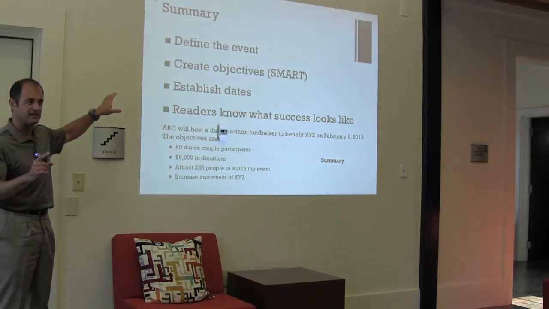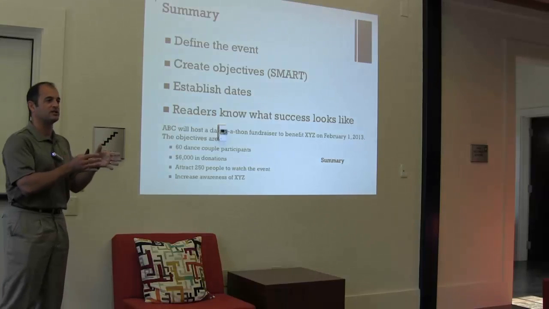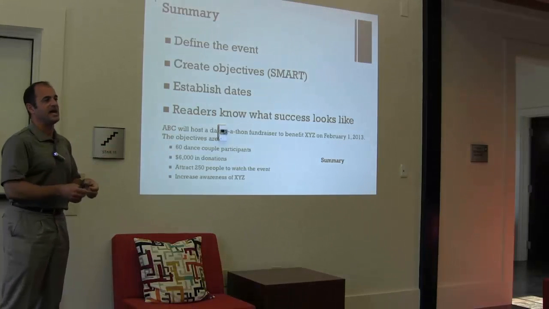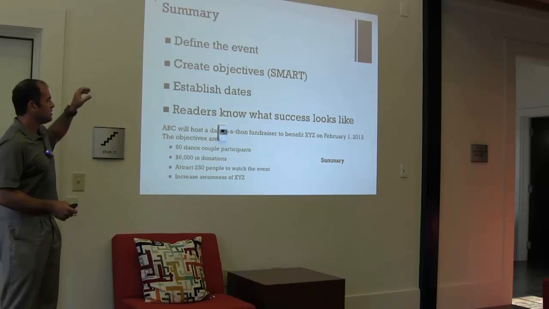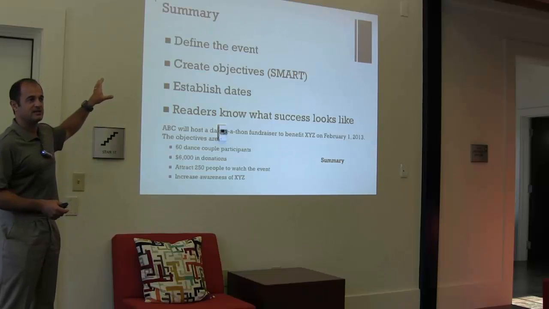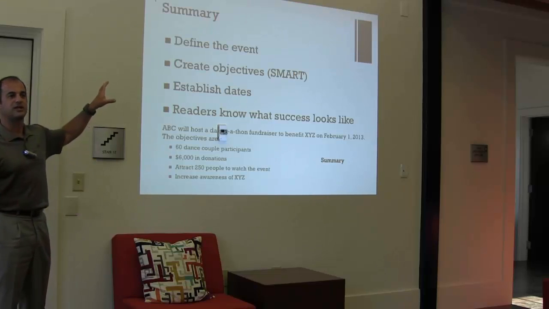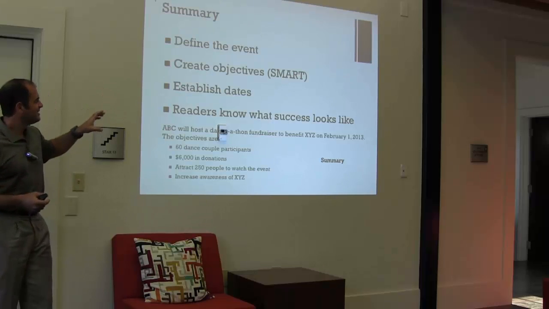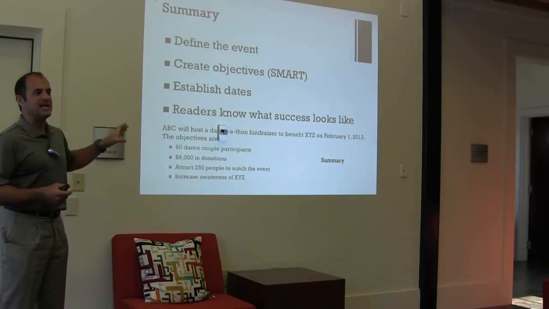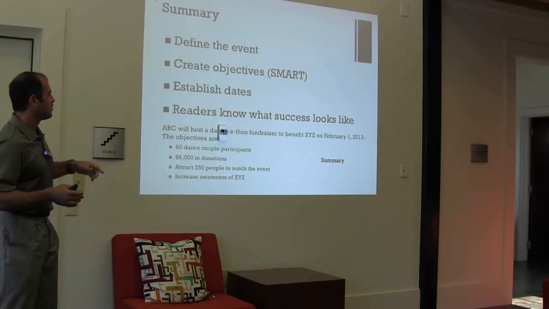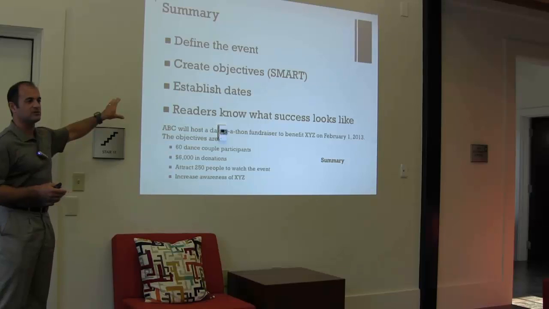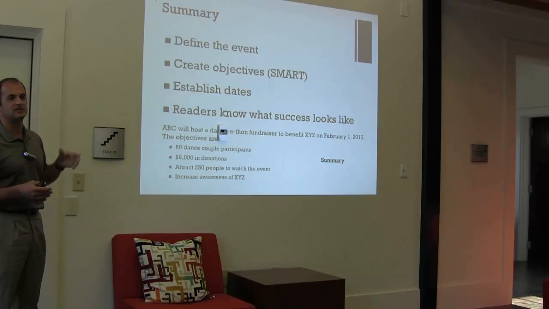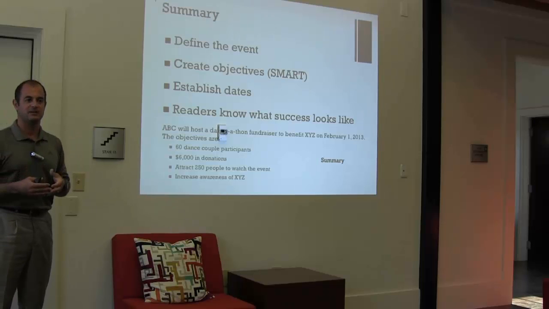And remember, one-time event. If you're defining a marketing plan or a marketing strategy, that's going to be contained in that business plan as well. We're going to create objectives in that summary. If you were here yesterday, the SMART objectives. We're also going to talk about the dates, a beginning and ending date. We're also going to talk about the readers, make sure the readers know what success looks like. If you don't get these points in the summary, your team is not going to be on the same page.